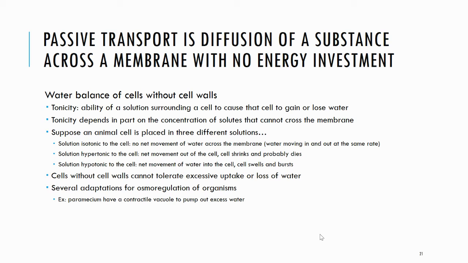And so there are several adaptations for osmoregulation in organisms. For example, paramecium, which are a type of aquatic organism usually found in ponds, have a contractile vacuole that pumps out excess water to keep too much water from building up on the inside of the paramecium, which could cause it to burst and therefore die.